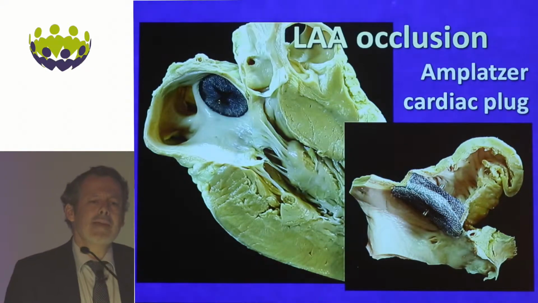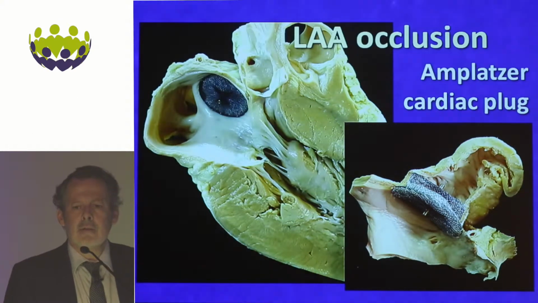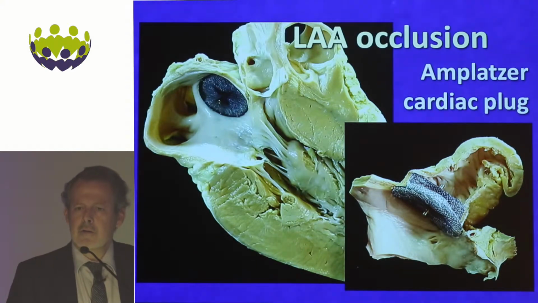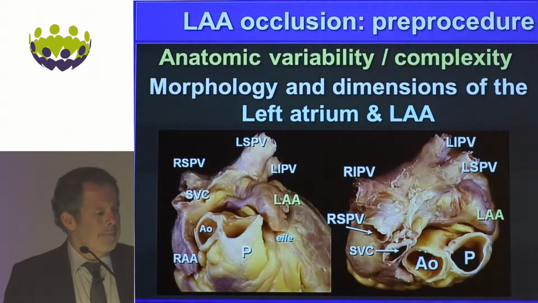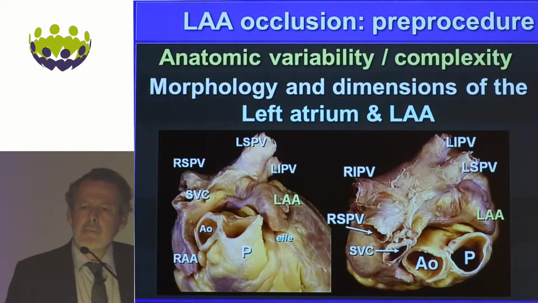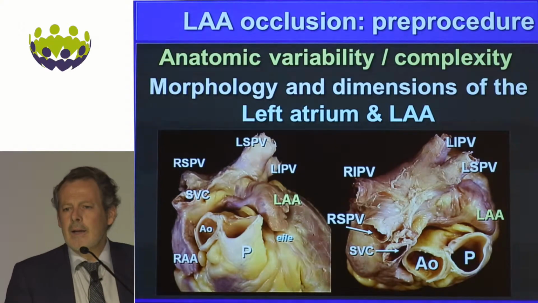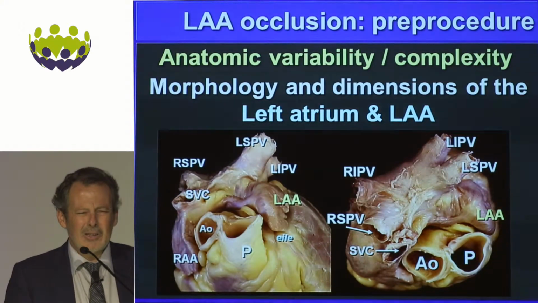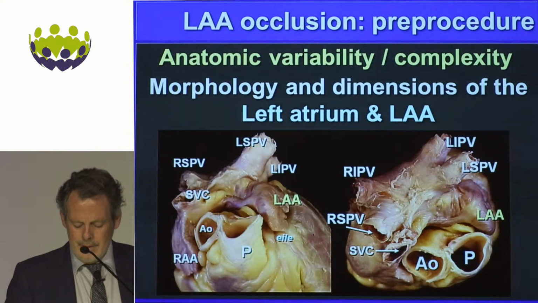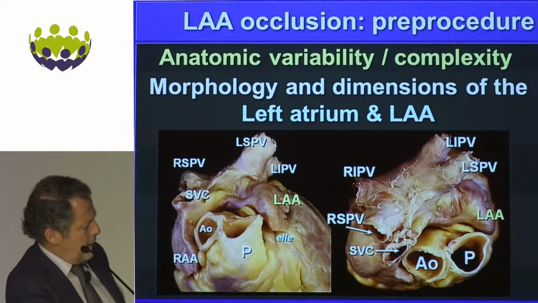You will know that for an effective and safe left appendage occlusion procedure, we need detailed knowledge of the left-sided appendage, the left atrium, and the neighboring structures that are surrounding the orifice of the left-sided appendage. There is marked variability in the anatomy, in the gross morphological features of the left atrium, the endocardial aspect of the left atrium, and the areas of the left-sided appendage.